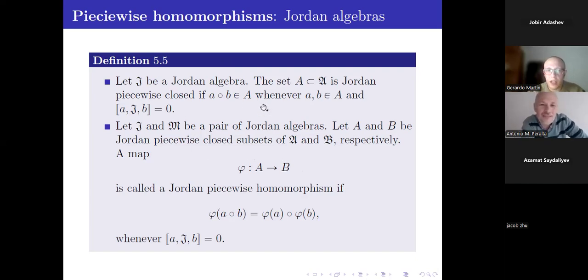Now, when we are considering Jordan algebras, we will say a set is piecewise closed in case that every two elements operator commute. So we will say a map between closed sets of two Jordan algebras is a piecewise homomorphism in case this identity holds when any two elements operator commute.